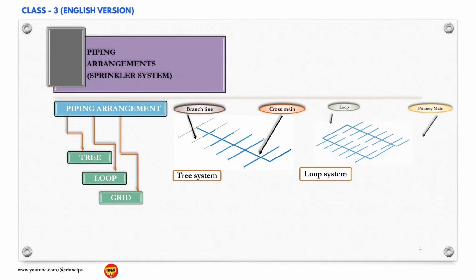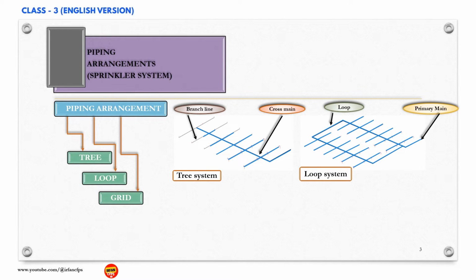Loop system is a system in which a primary main makes a loop to supply branch lines. As we can see from the figure, the looped main splits the water supply into two parts for the water to flow to the branch lines. This arrangement can provide a hydraulic advantage over the traditional tree system by providing water flow to sprinklers from more than one direction.